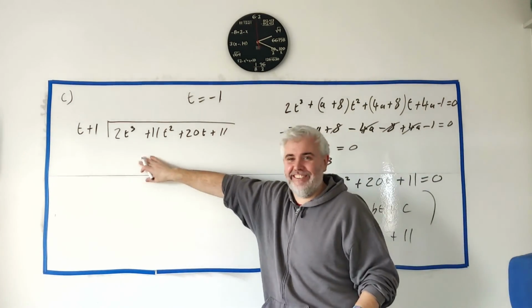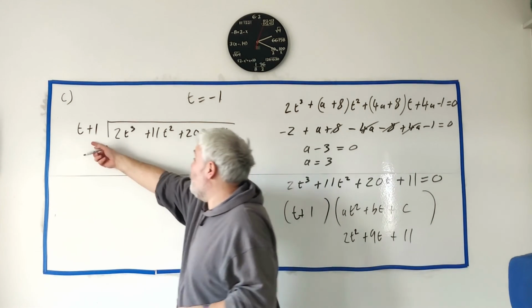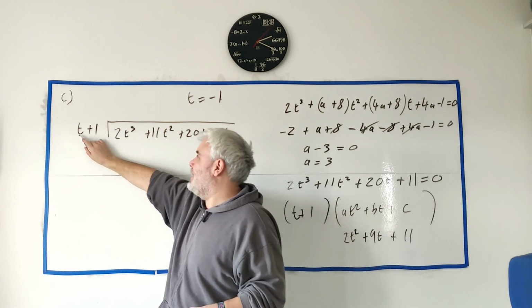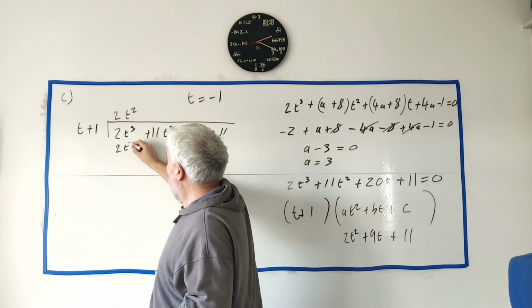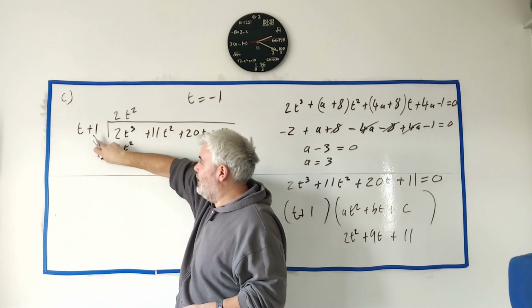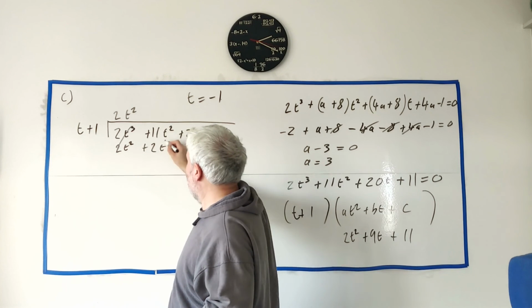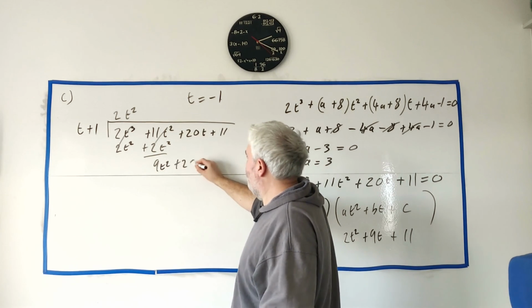Still, let me do it this way, even though I've just solved it. I was a bit quicker than I expected. It's quite quick doing it this way as well. What do you need to multiply t by to get this? Well, 2t squared. And then 2t squared multiplied by this guy back, we get 2t squared. Take them away, we get 9t squared. Take down the next term.